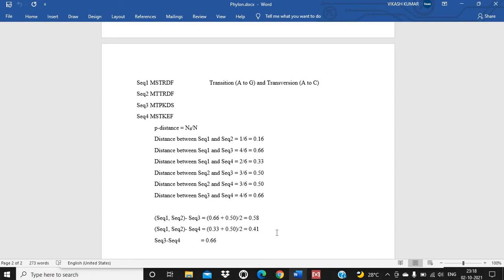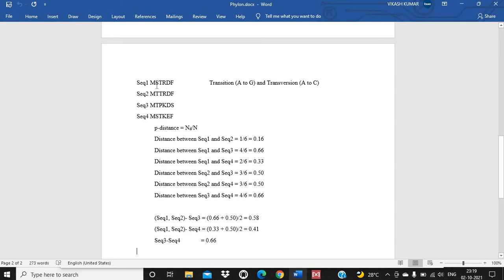So basically, in MEGA11, the program first calculates the distances, creates a distance matrix, and then the program uses that distance matrix to construct the phylogenetic tree. So here, this p distance is actually the number of differences divided by the total number of amino acids.